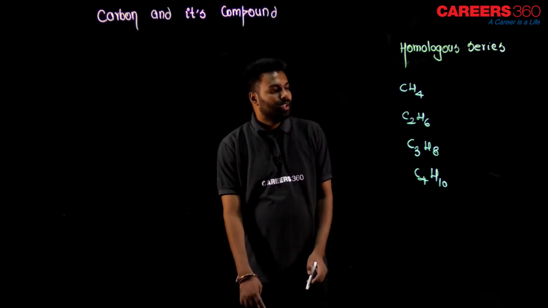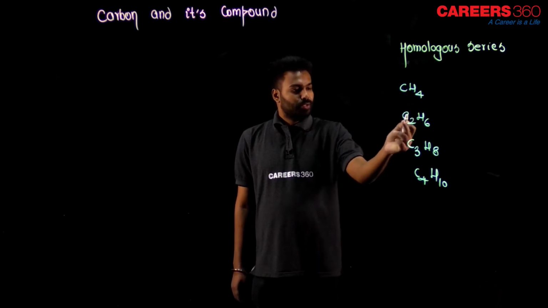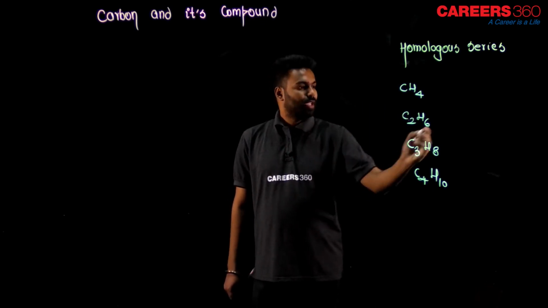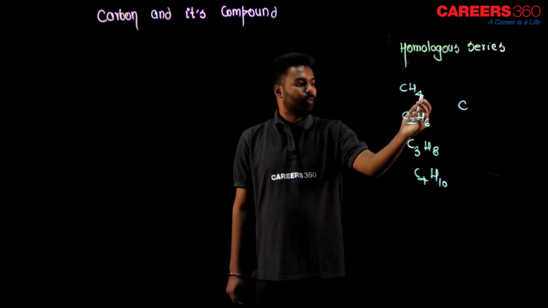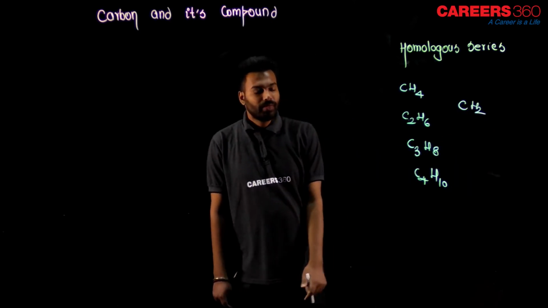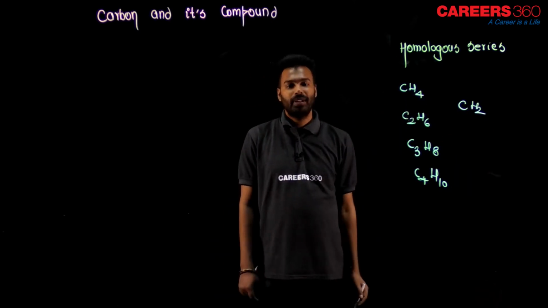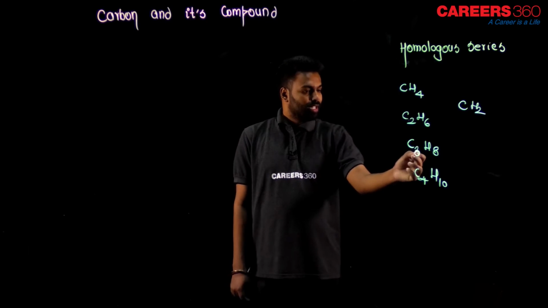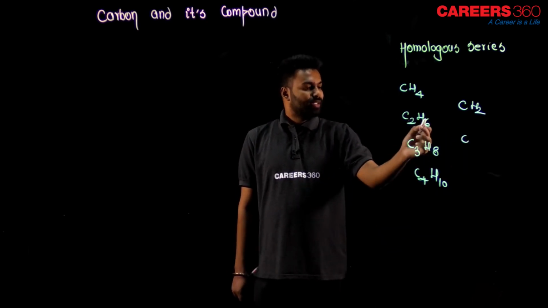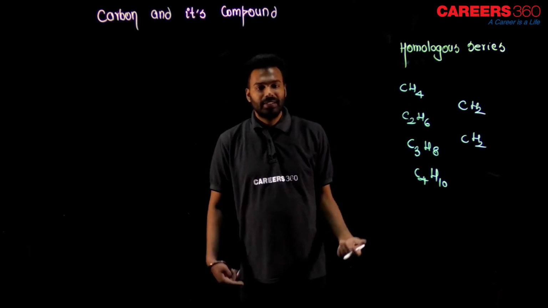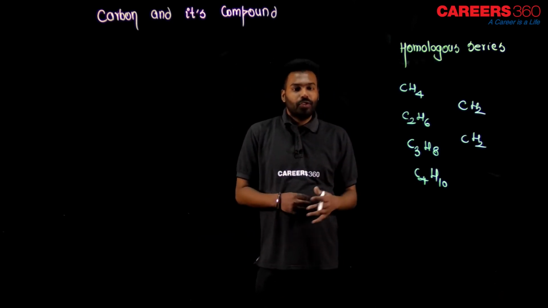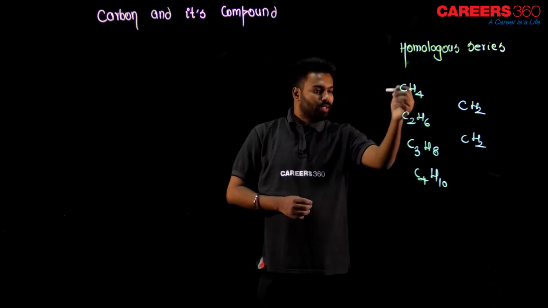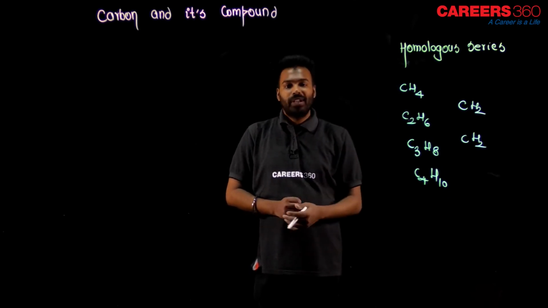First similarity is that there is a difference of CH2 in the consecutive members. How? 2 minus 1 is 1, so 1 carbon. 6 minus 4, 2, so CH2. So, what is the difference between the first and second member? That is CH2. Let us check the difference between the second and third member. 3 minus 2, 1. 8 minus 6, 2, CH2. Again a CH2 difference. So, the common thing in the homologous series is that all the compounds have the same common difference.